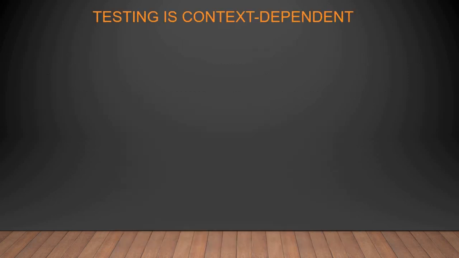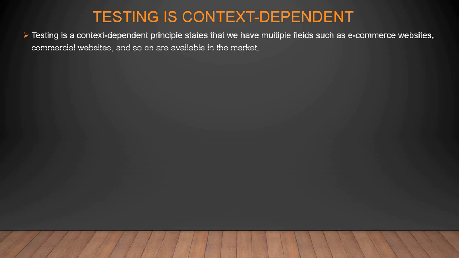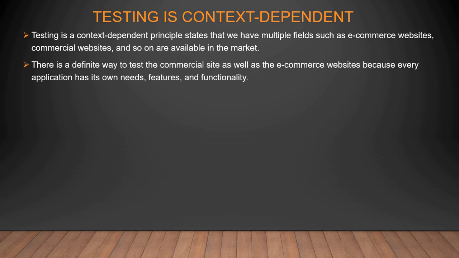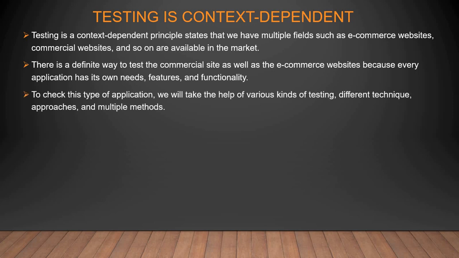The next one is testing is context dependent. This principle states that we have multiple fields such as e-commerce websites, commercial websites, and so on available in the market. There is a definite way to test a commercial site as well as an e-commerce website because every application has its own needs, features, and functionality. To check this type of application, we take the help of various kinds of testing, different techniques, approaches, and multiple methods. Therefore, testing depends on the context of the application.